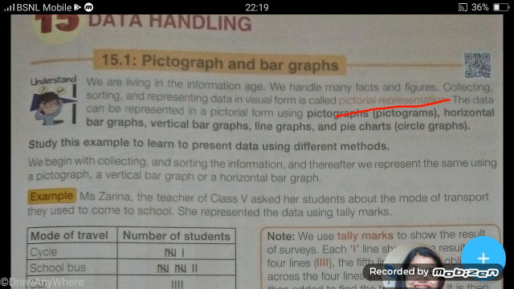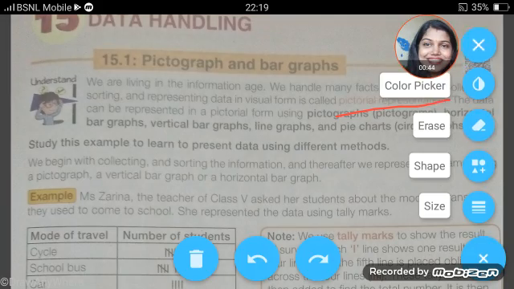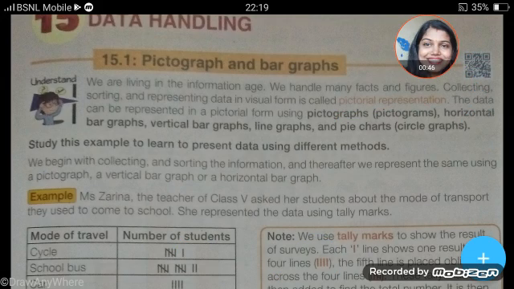So here you need to understand one thing, children. First of all, any data where you're using the presentation of data in terms of a tabular column, you already know how to use tally marks as well. Last year you have already studied it, and I'll be sharing some important information about tally marks in this video as well.